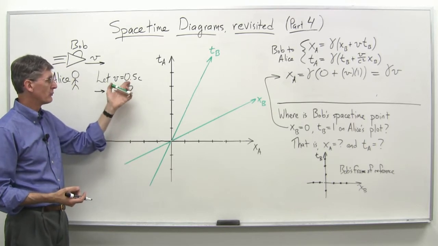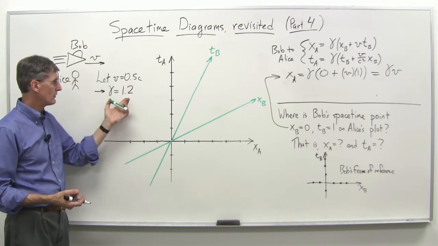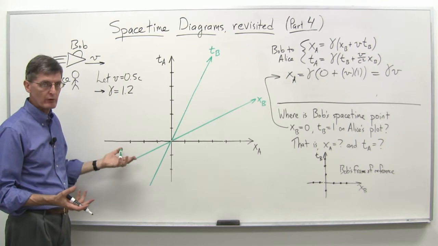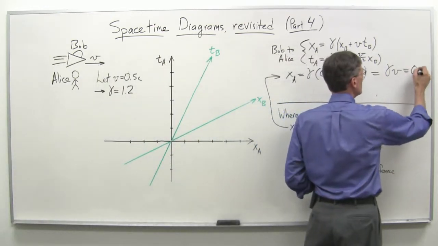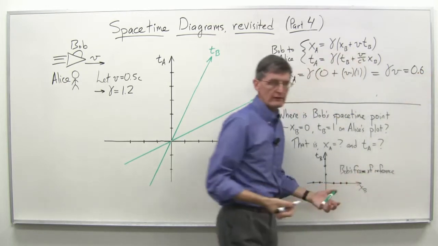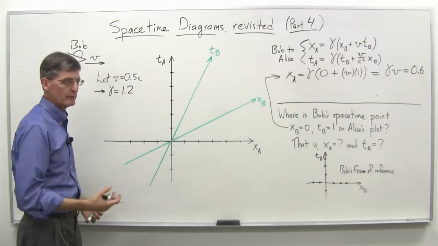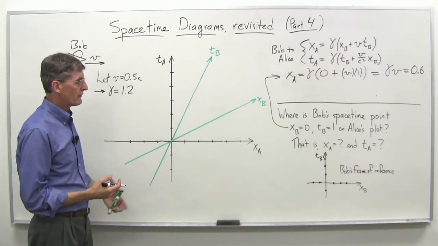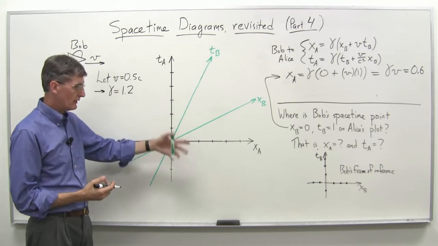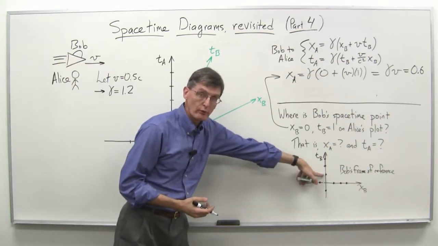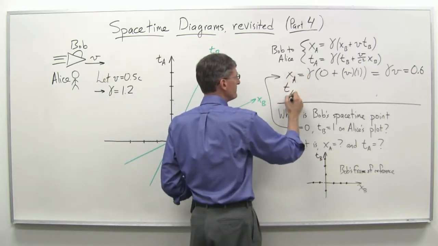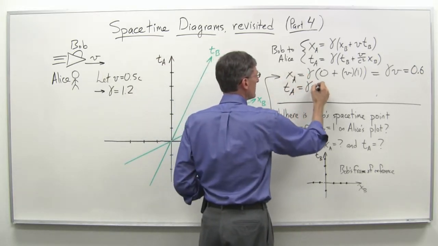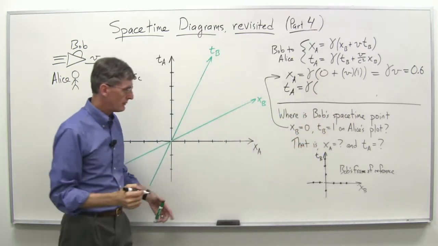So this becomes 0.5 times 1 times 1.2, so 1/2 of 1.2 is 0.6. And this would be in units of light years, or whatever light-type units we happen to be using there. So that gives us the X sub A coordinate of this point in Bob's reference frame, but transformed to Alice's.